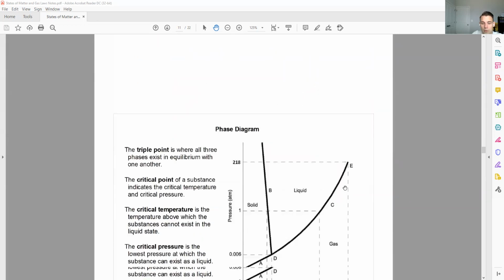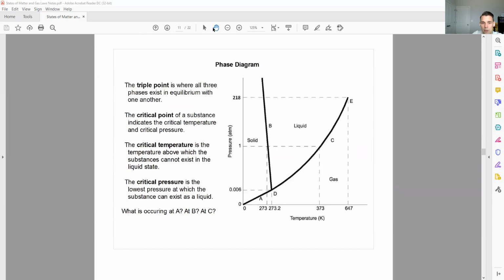But now what we're going to do is we know we can do phase changes with temperature, right? That's what we usually see. But we can also change the state by changing the pressure. And a phase diagram actually allows us to see what state we're in depending on both temperature and pressure.